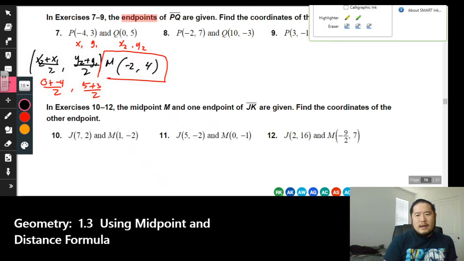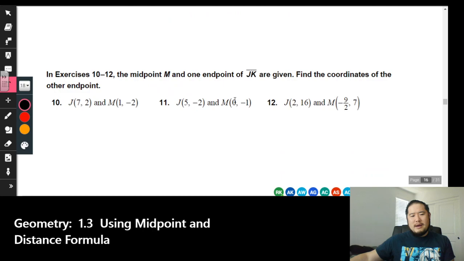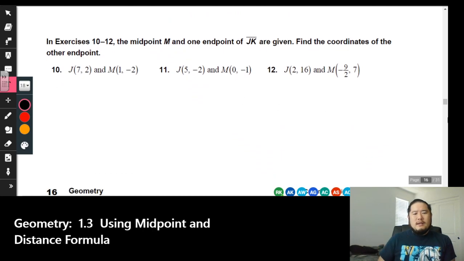So midpoint formula, you've used that already, so we don't have to go in too much detail about that. The hardest question in this section is going to come up right now. It says the midpoint M is one point of segment JK, okay? And then the midpoint and one endpoint are given. So the difference here is this. If you think about it, this is not an exact diagram of the problem, but we have J to K.